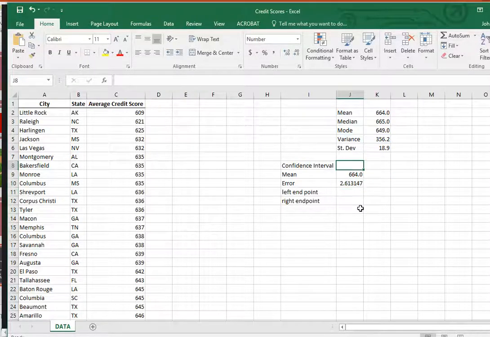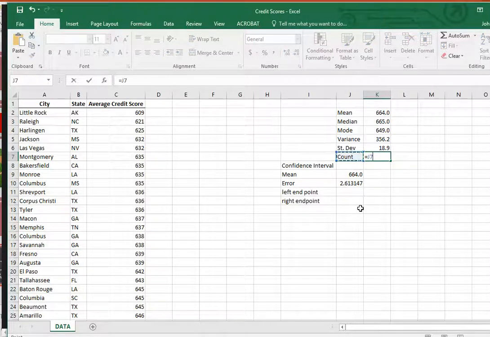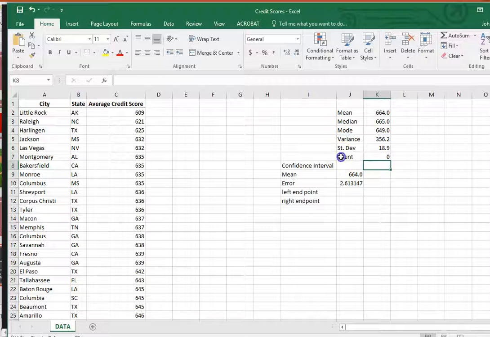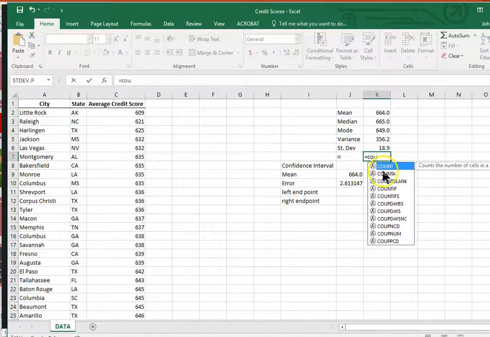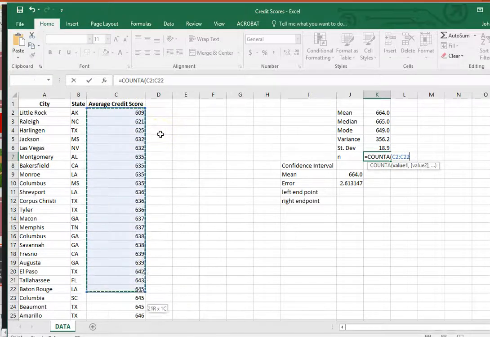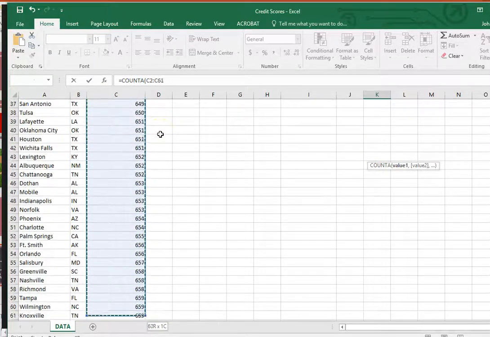Okay. Now what I should have in here is I should have done a count as well, and my count equals, or maybe, yikes, make that my n, and that really equals COUNT. This is my total n.